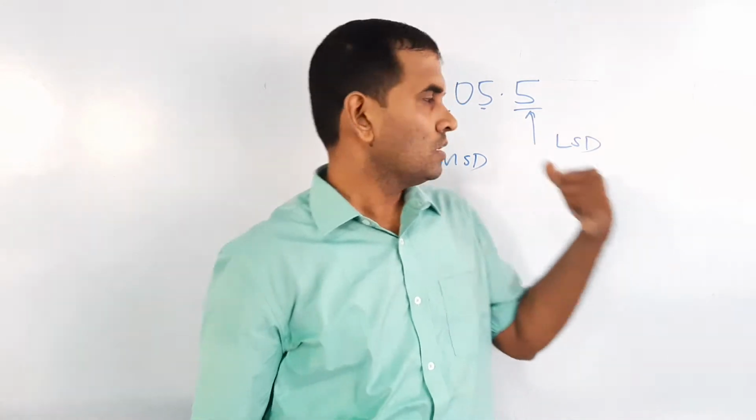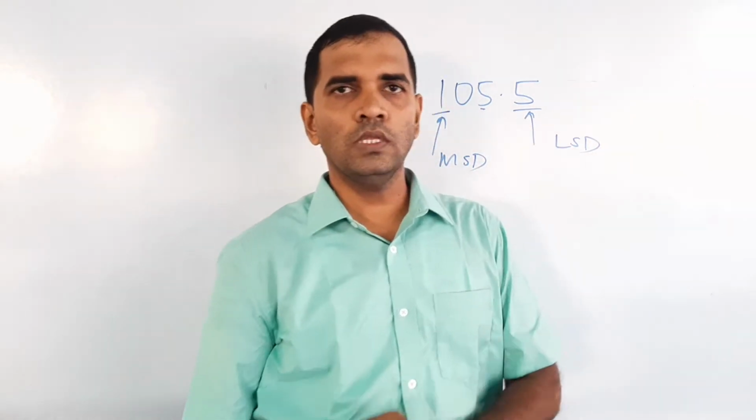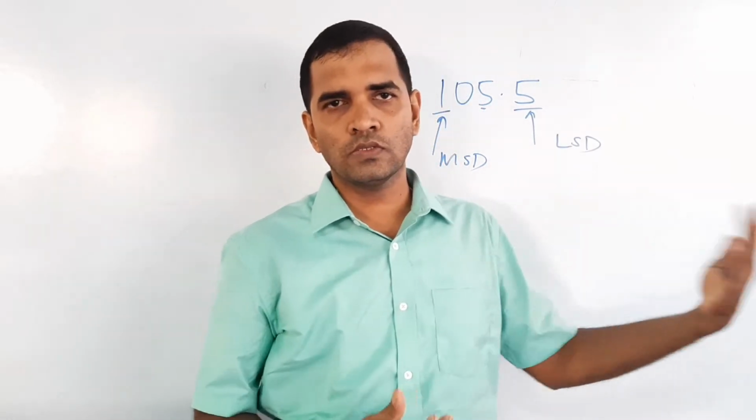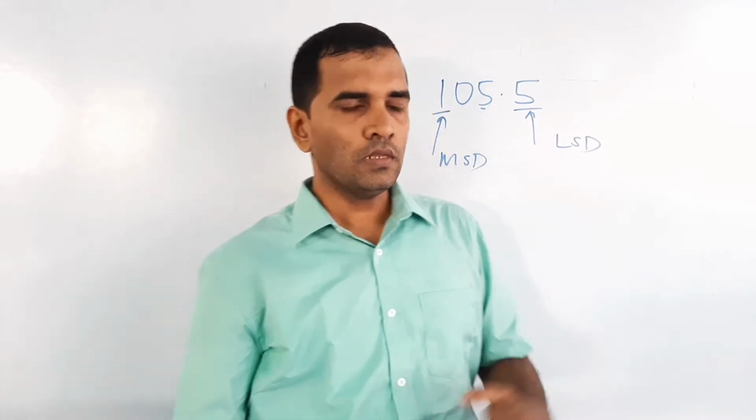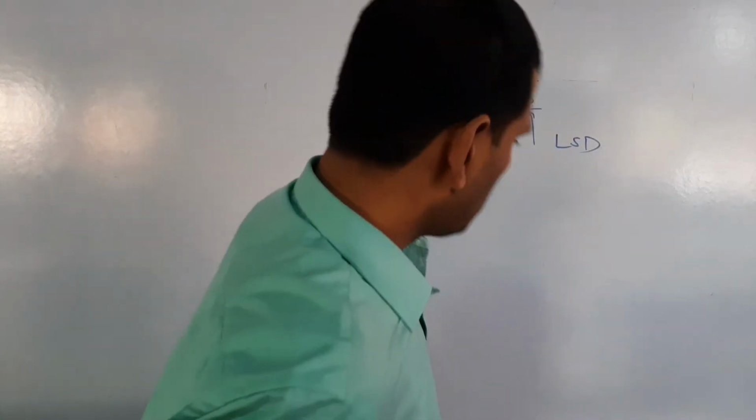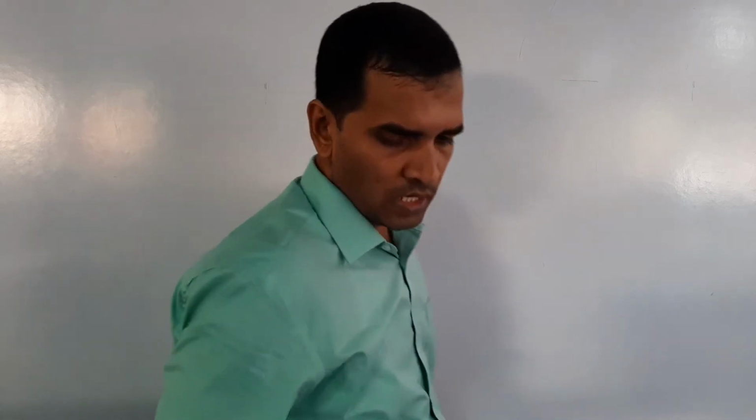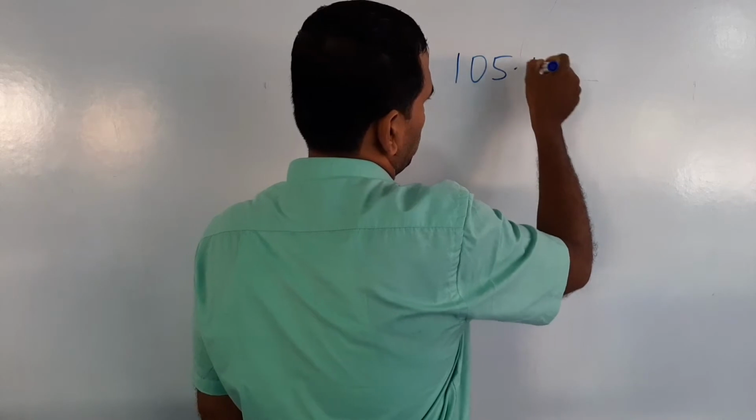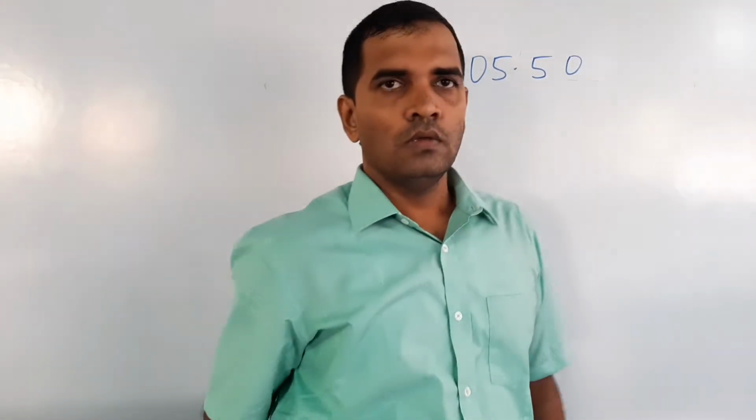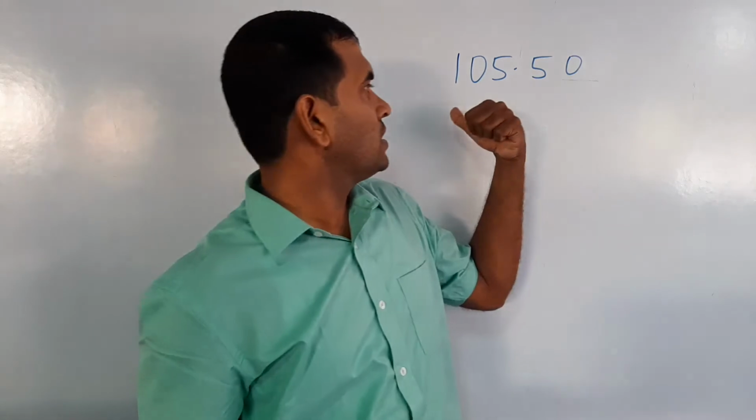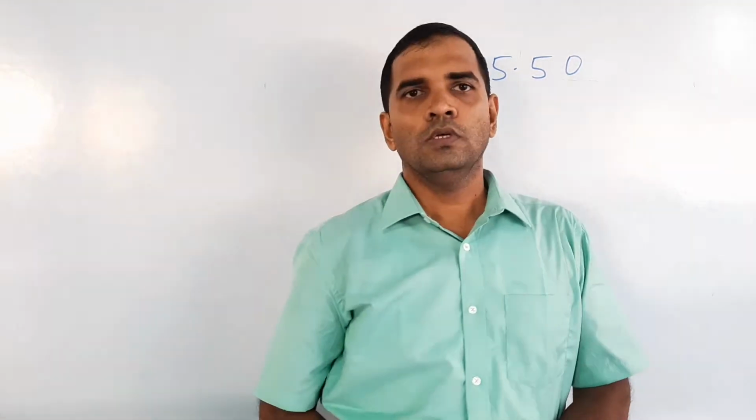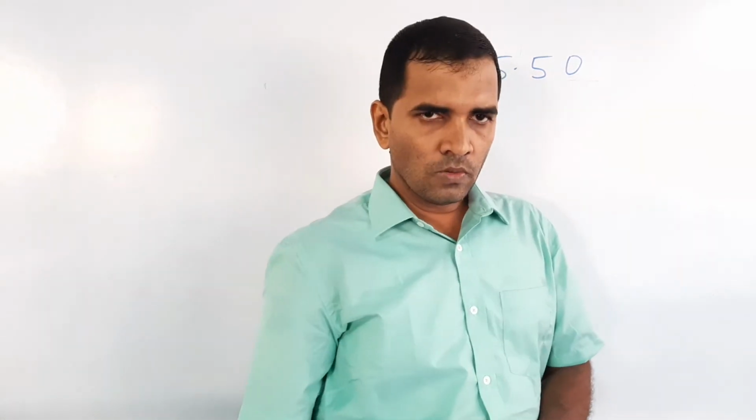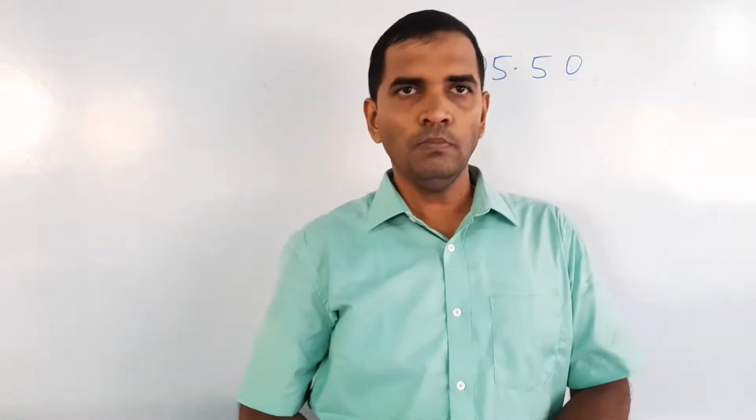Right? So here also, we don't face any problems. It's too easy to identify. It looks like the previous examples. Okay. But there may be some issues. I take another example here: 105.50. I have another number, 105.50. Yes, it's a decimal number. You have digits. So now, let's identify the MSD first.